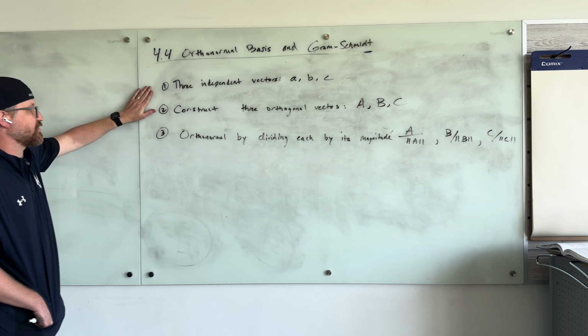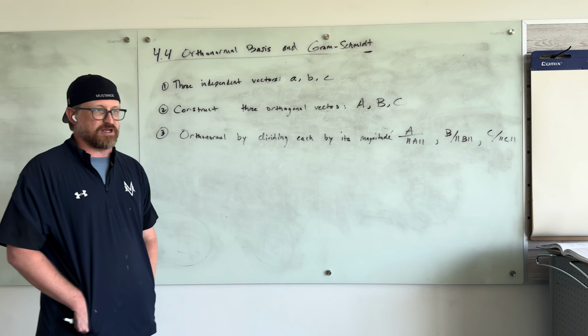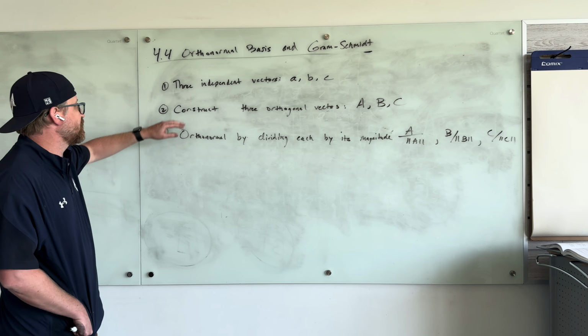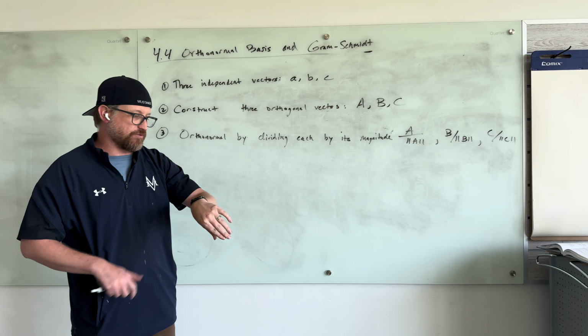I have the 3 steps listed here, and these 3 steps are the Schmidt process in a paraphrased short form, which is we're starting with 3 independent vectors. Now we can do more, we can do less, but we're going to start with 3.